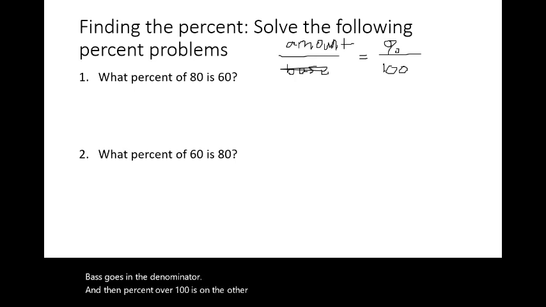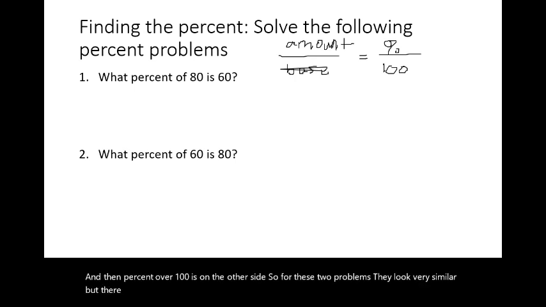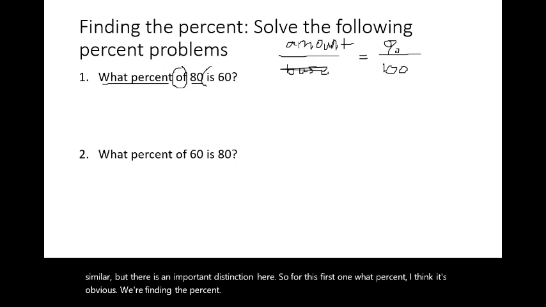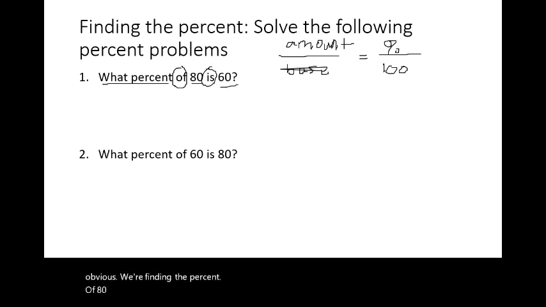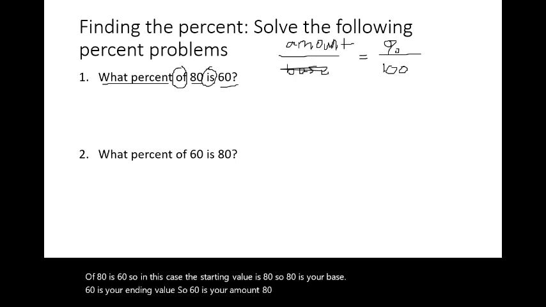So for these two problems, they look very similar, but there is an important distinction here. For this first one, what percent, I think it's obvious, we're finding the percent, of 80 is 60. So in this case, the starting value is 80, so 80 is your base. 60 is your ending value, so 60 is your amount. 80 goes with "of," so it is the base. 60 goes with "is," so it is the amount.